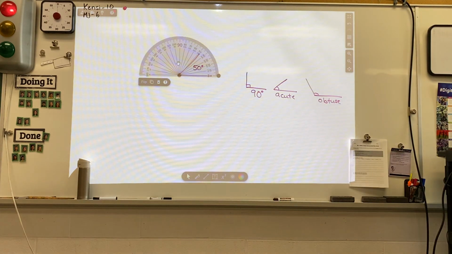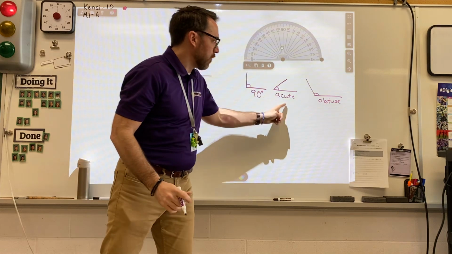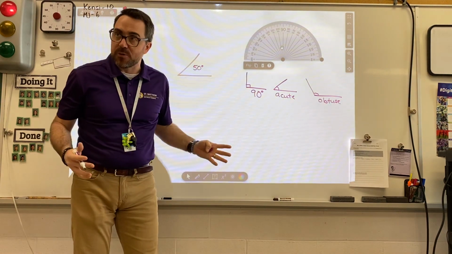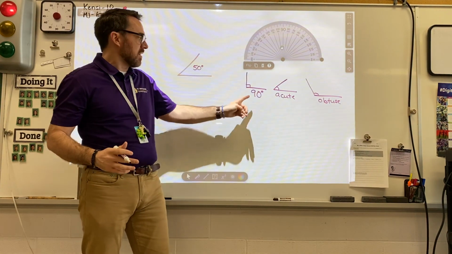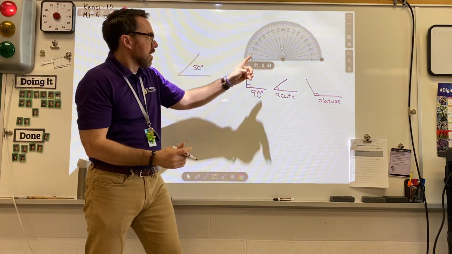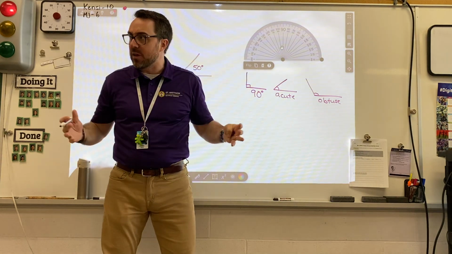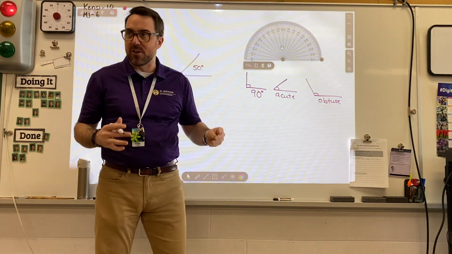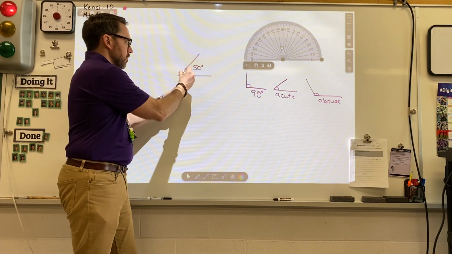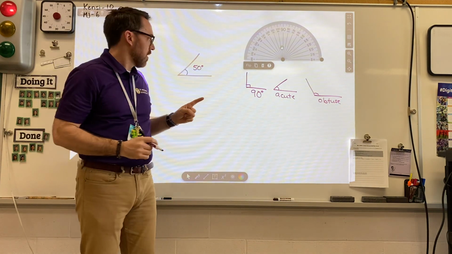It's an acute angle. So the first thing to know is that knowing these three angles for comparison really helps you know what to expect. Is it 90? Is it straight like that? Is it smaller than 90, or is it bigger than 90? Knowing that goes a long way to helping you know what to expect when you actually measure it. So, my inside angle there is 50, it's an acute.